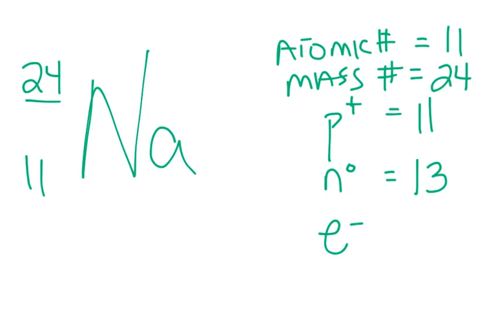How many electrons does it have? Well, if it's neutral, my protons and my electrons have to be the same, and we know that it's neutral. We're not dealing with anything else yet, so that's going to be 11. You can gain a lot of information from these symbols. All right, let's look at another one.